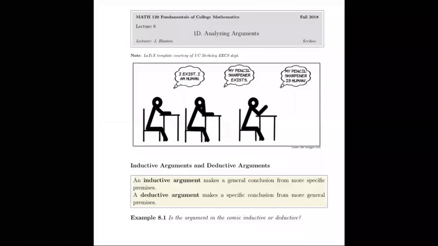In section 1D, we discuss analyzing arguments. So we'll make a distinction between inductive arguments and deductive arguments. Then we'll learn how to assess inductive arguments for being weak or strong and deductive arguments for being valid or sound. Okay, those things apply only to those arguments.